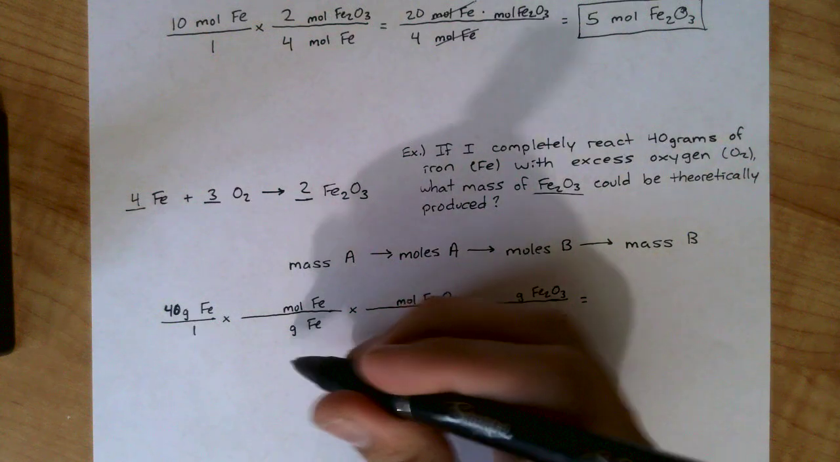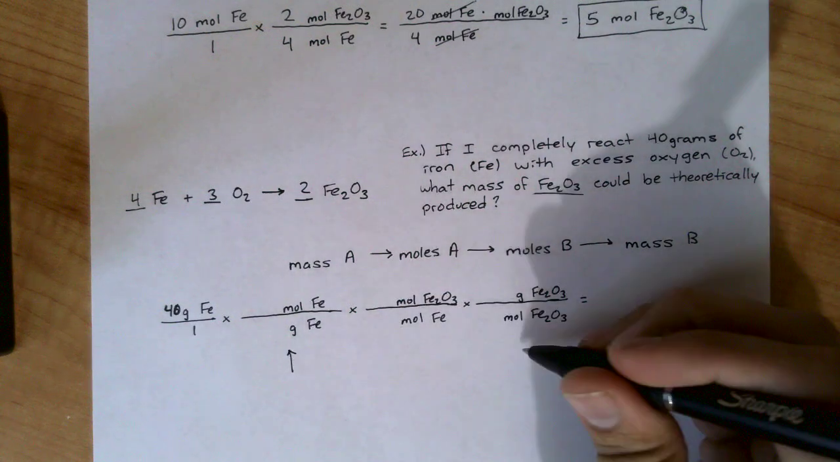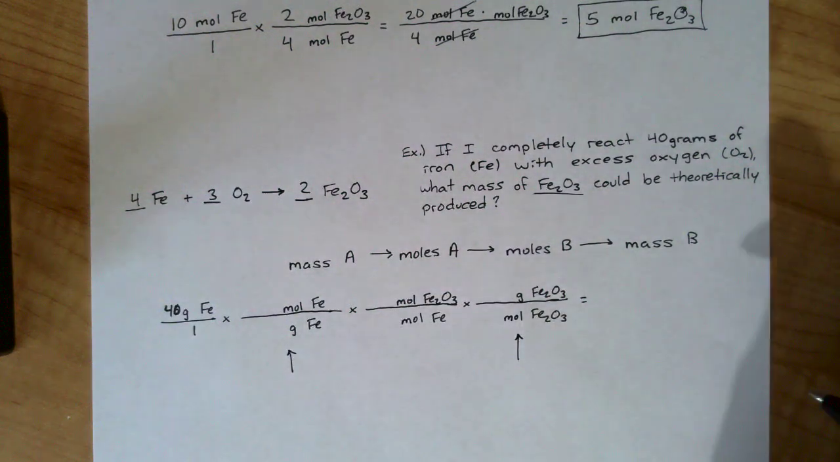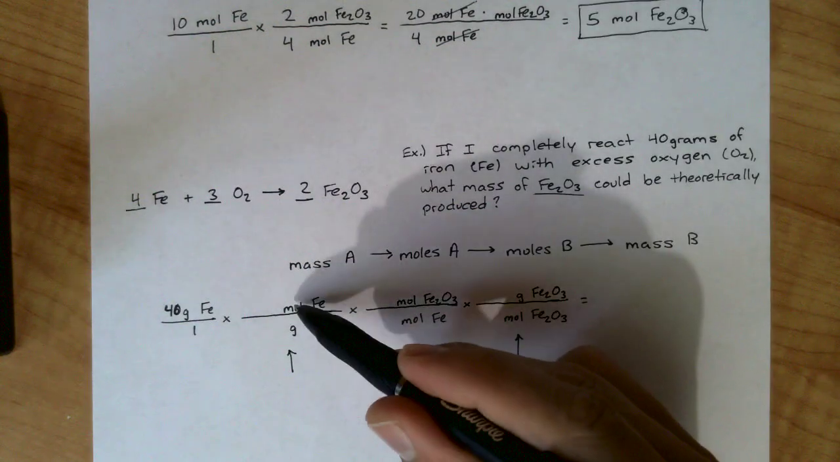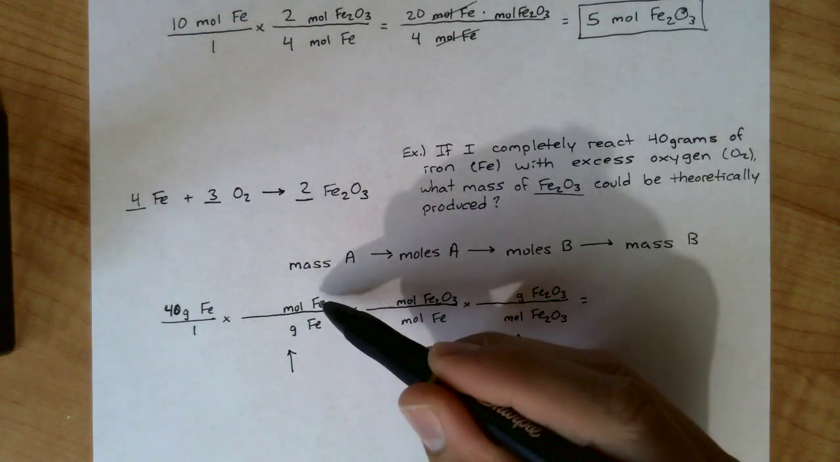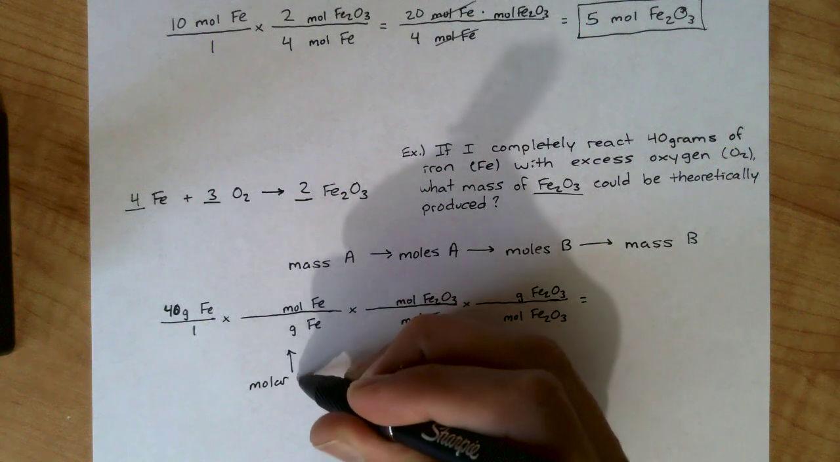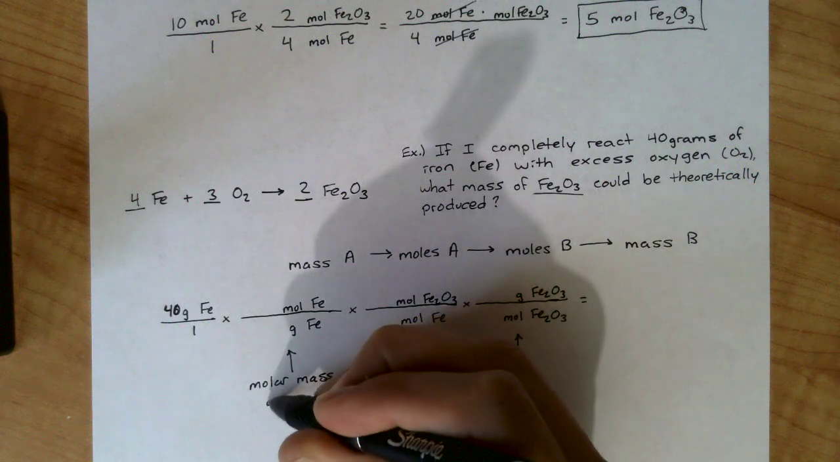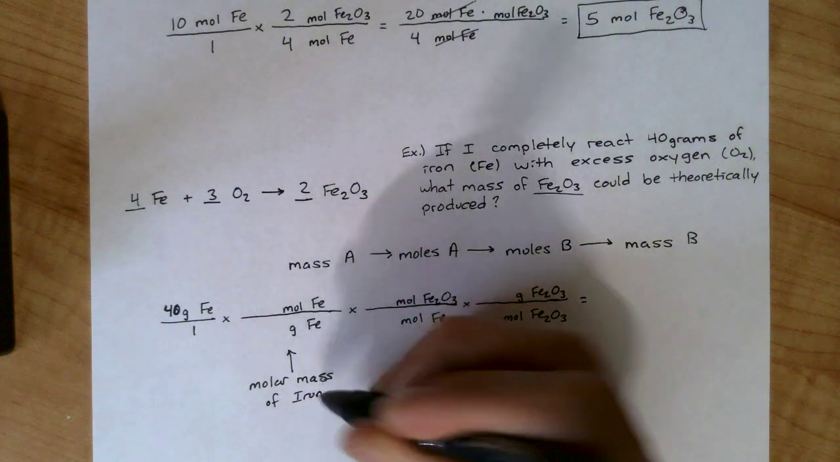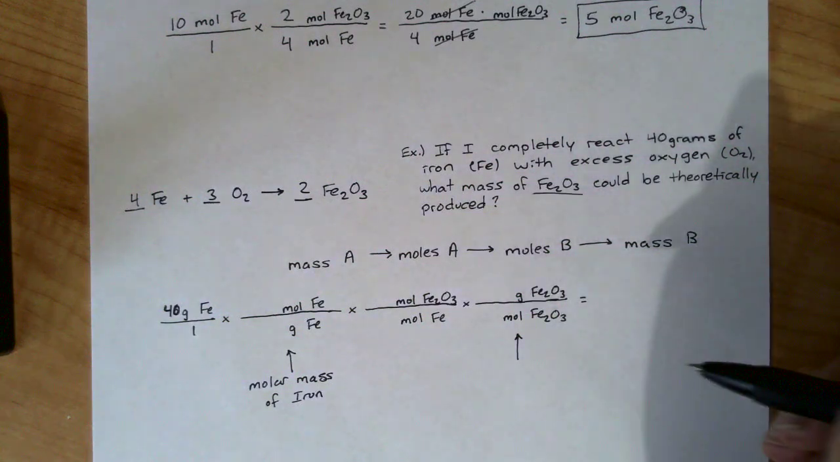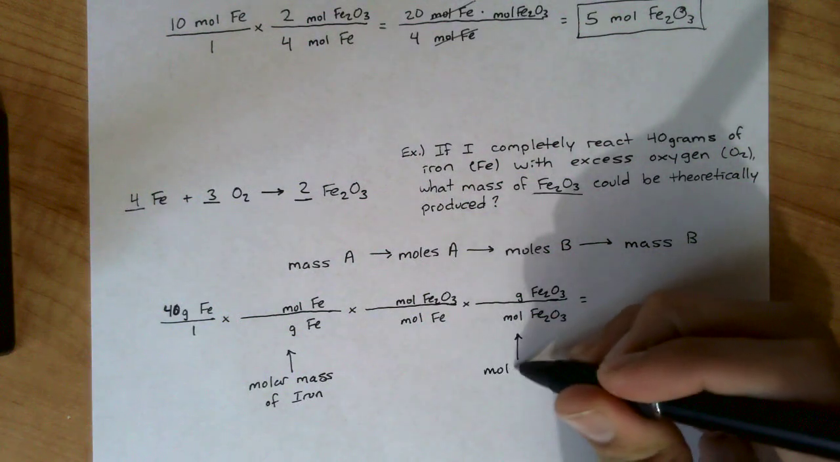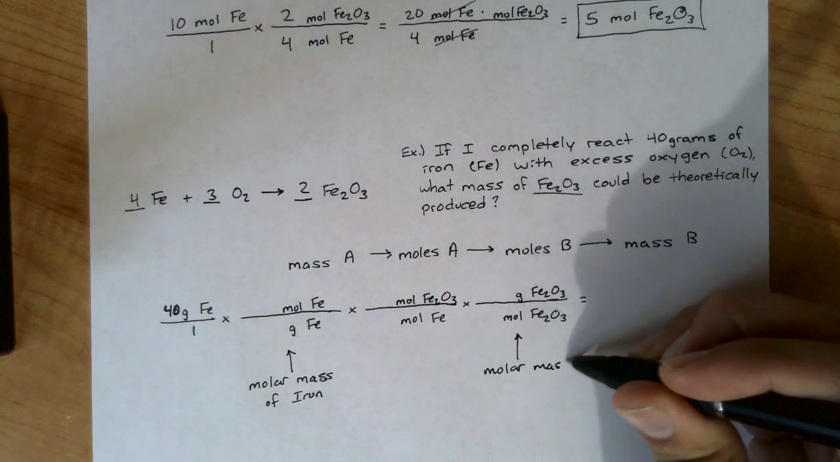Now you're going to notice something very interesting about these terms. We've got these two terms, which are a ratio of grams to moles of a certain compound. It's for the same thing. This is the molar mass of iron, written as a fraction. And this is the molar mass of iron 3 oxide, written as a fraction.